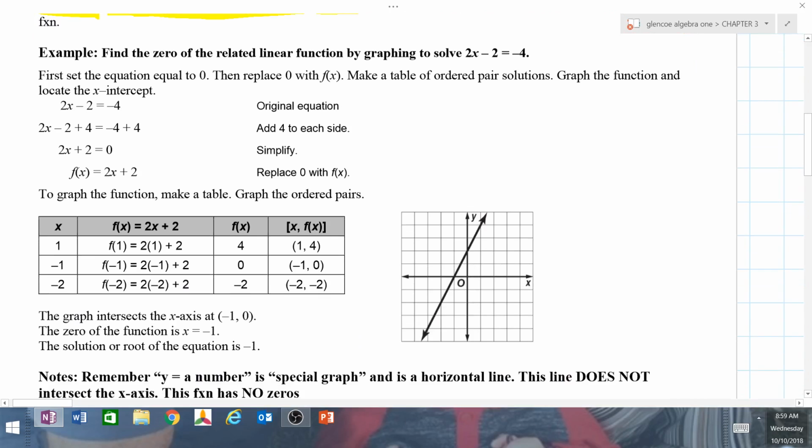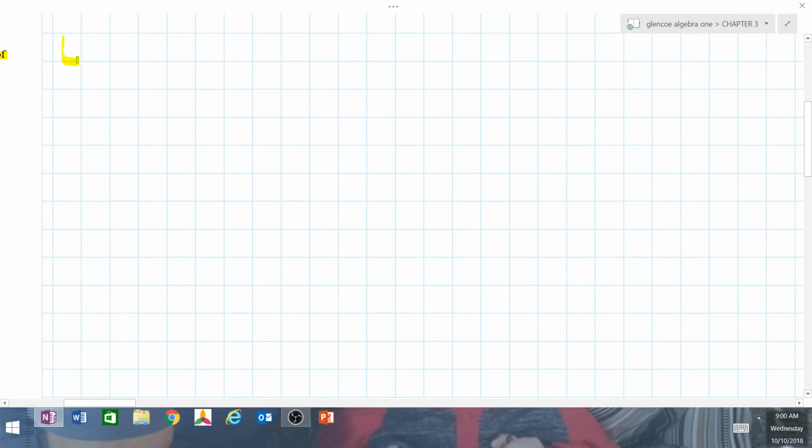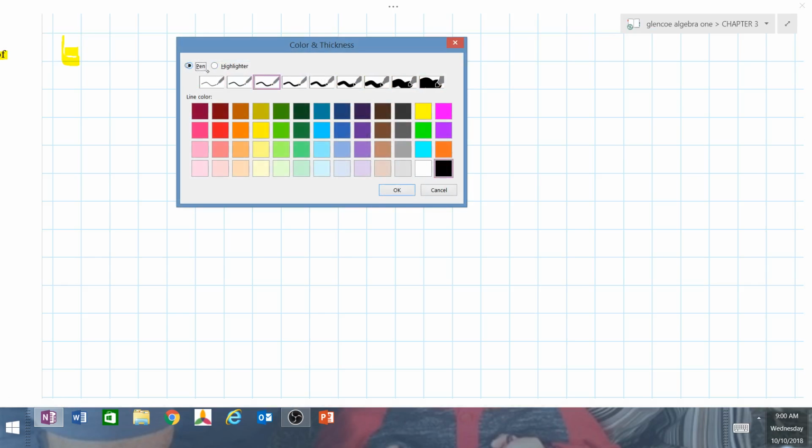Here's our problem. 2x minus 2 equals negative 4. Step number 1, let's set the equation equal to 0. So I'm going to do it for you. I know it's in front of you, but then you can add additional notes. I think that's more profitable. So give me 1 second, and I will get there with you. So let's just go ahead and do this right over here. Example number 1. We don't want to be on highlighter, do we, Mrs. Urso? Here, pen.